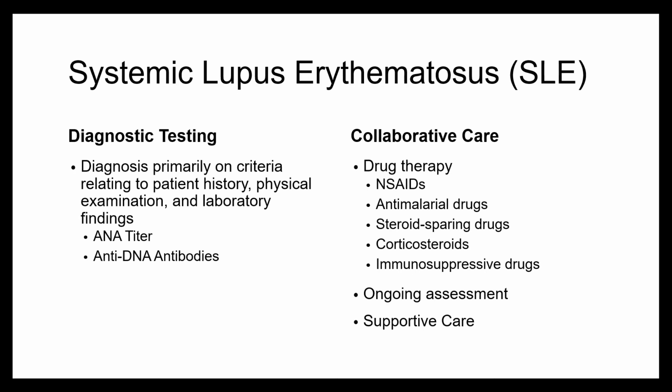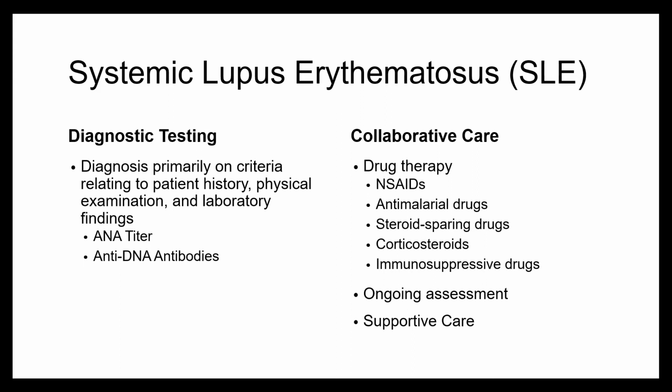In addition to several other laboratory tests that will likely be done, the anti-DNA antibody test and the ANA titer are two of the most significant laboratory tests done to support a diagnosis of lupus. The anti-DNA antibody test is considered one of the most likely markers to indicate that the patient does have lupus. These two tests are positive in almost all patients with lupus disease.